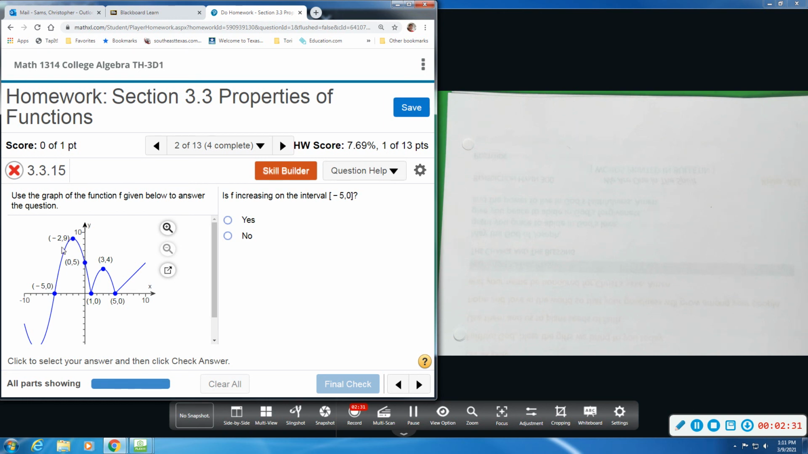So in order for us to say that this graph is increasing on the interval, it has to be increasing on the entire interval, so from start to finish. And as you can see, from this point -2 to 0, it actually starts decreasing. So this graph is not totally increasing on this interval. So we're going to say no.